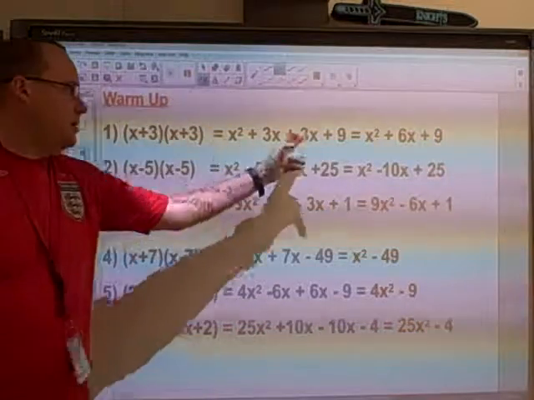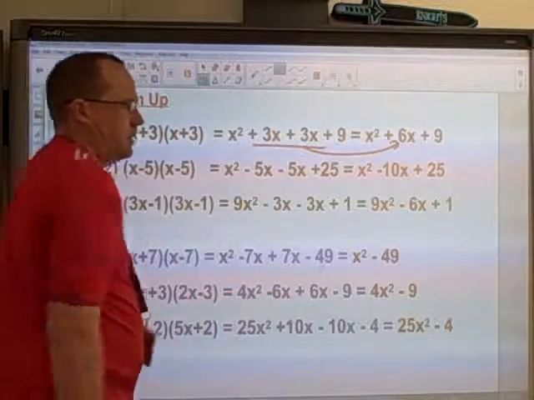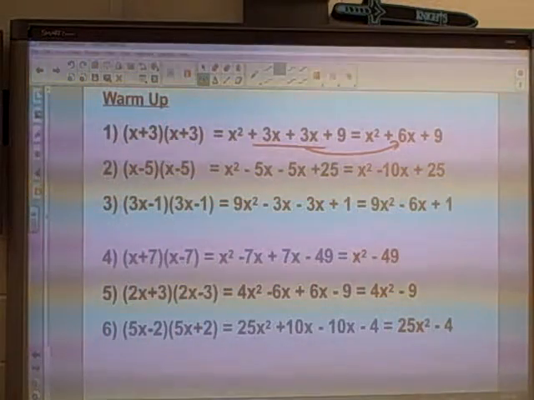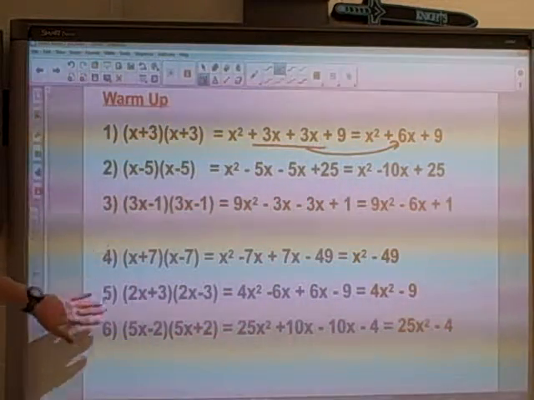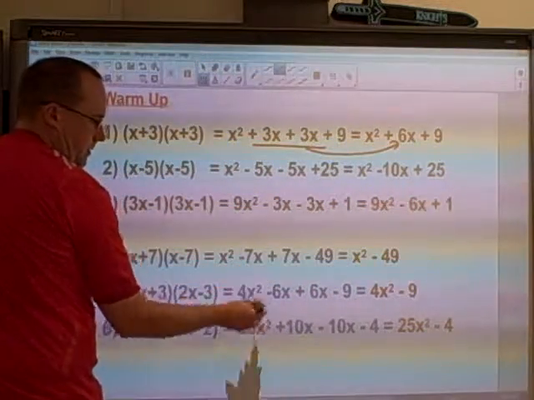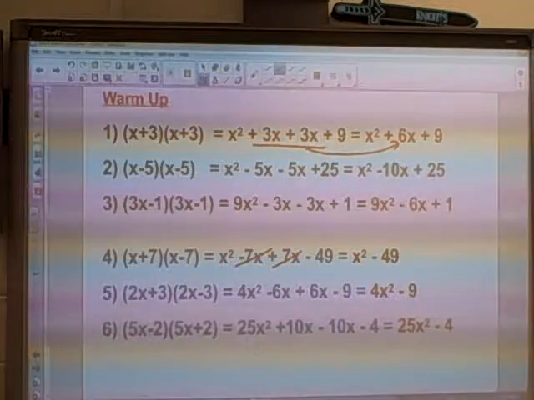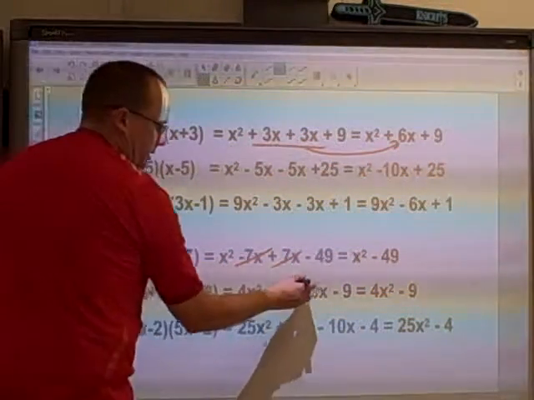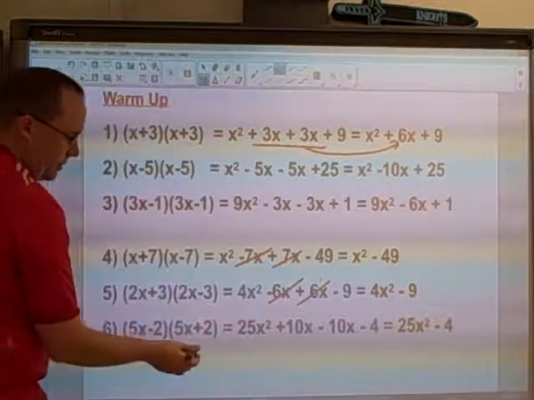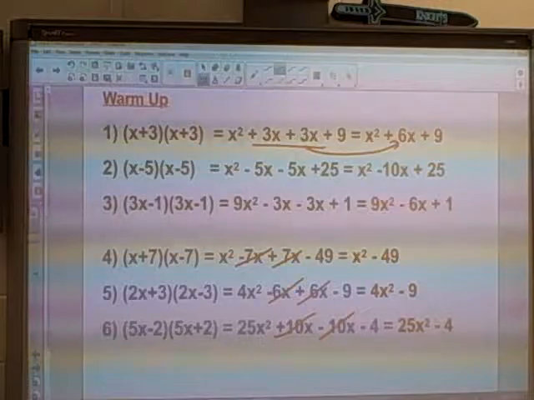So I've put all the 4 terms in here, and then I've shown you how these 2 terms combine to give you this answer here. Now there are a few things to notice, particularly on 4, 5 and 6. What happens here is the middle 2 terms, negative 7x plus 7x, gives you 0x. So we're not going to put 0x in there because that's just 0. And the same for this, negative 6x plus 6x is going to cancel. And positive 10x take away 10x is also going to cancel.